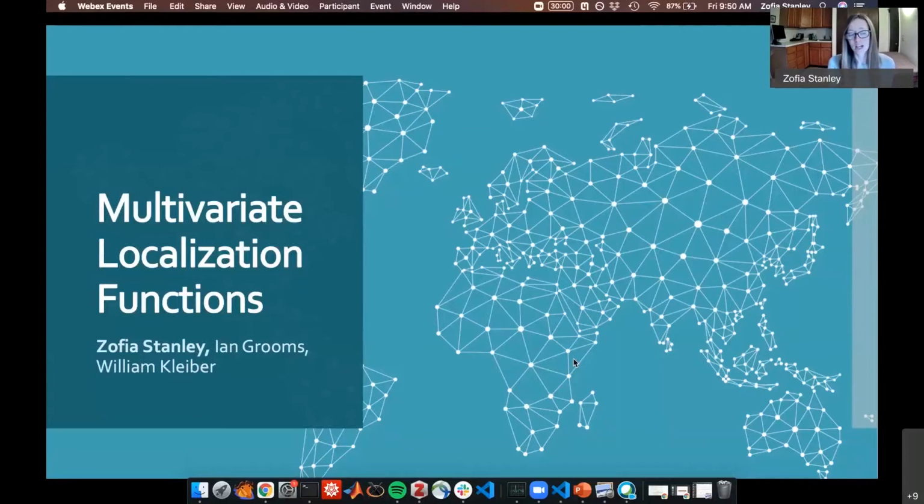So today I'm going to talk about work I've done jointly with my advisors, Ian Grooms and Will Kleiber, on constructing multivariate localization functions, specifically for use in strongly coupled data assimilation schemes.